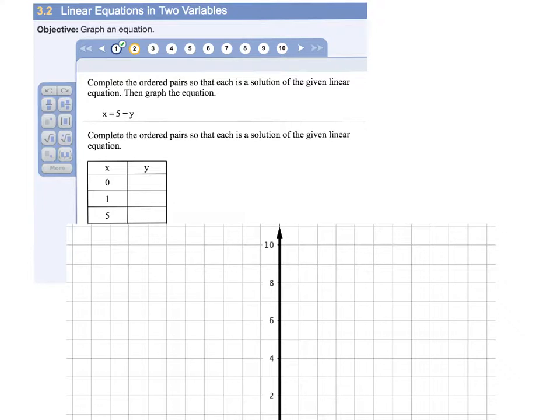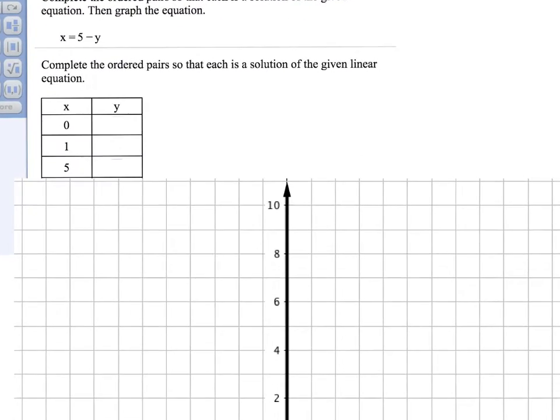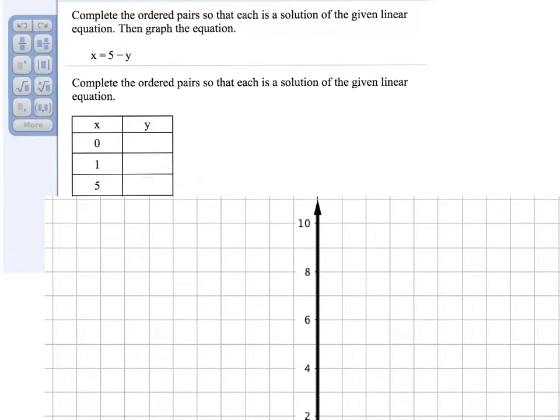So let's do more. It says complete the ordered pairs so that each is a solution of the given linear equation. So now we have this new equation, and this new equation is kind of funky. And let's get it a little bit larger there. It's x is equal to 5 minus y. And again, over here, they give us some values of x that they want us to use, 0, 1, and 5. We could have chosen any values of x, but they wanted us to use 0, 1, and 5, so let's do that.